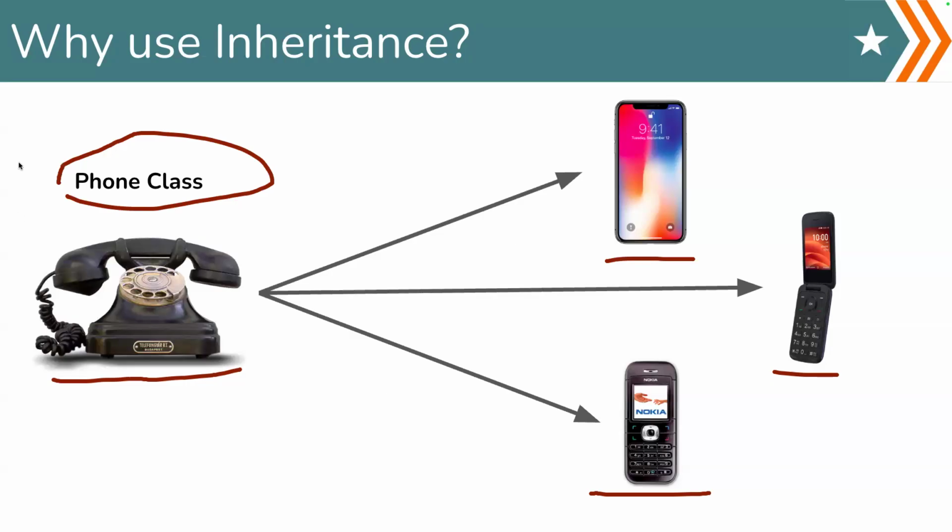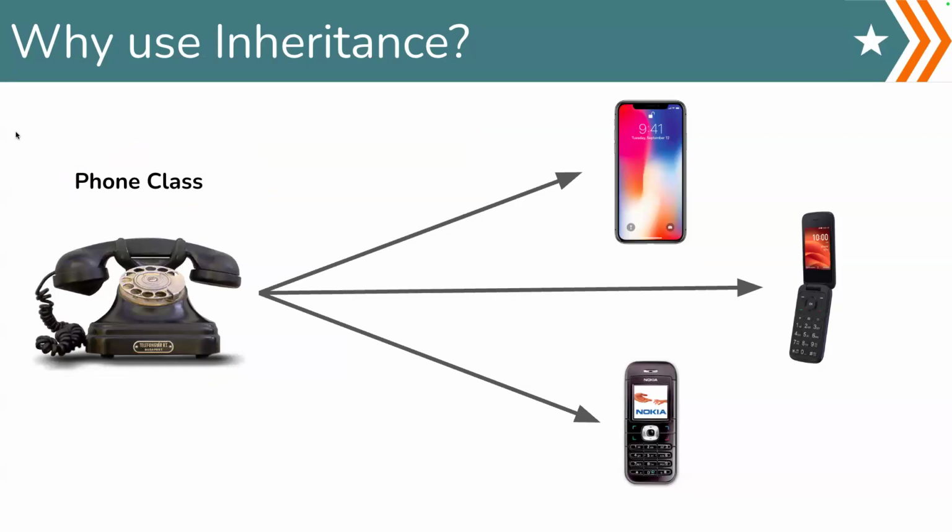So on the right-hand side, we may see something that goes along the lines of class of cell phone, which inherits from the phone class. Something like this. All right, let's go and continue moving forward here.